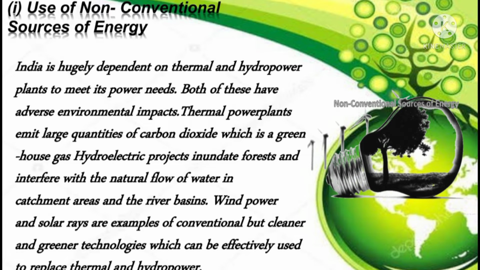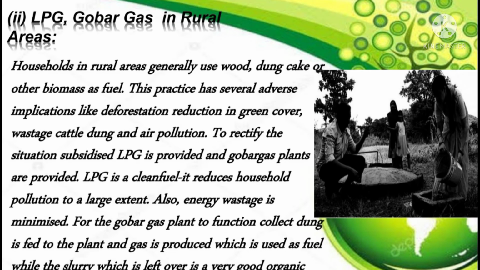India is hugely dependent on thermal and hydropower plants to meet its power needs. Both of these have adverse environmental impacts. Thermal power plants emit large quantities of carbon dioxide, which is a greenhouse gas. Hydroelectric projects invade forests and interfere with the natural flow of water in catchment areas and the river basins. Wind power and solar rays are examples of non-conventional but cleaner and greener technologies which can be effectively used to replace thermal and hydropower.